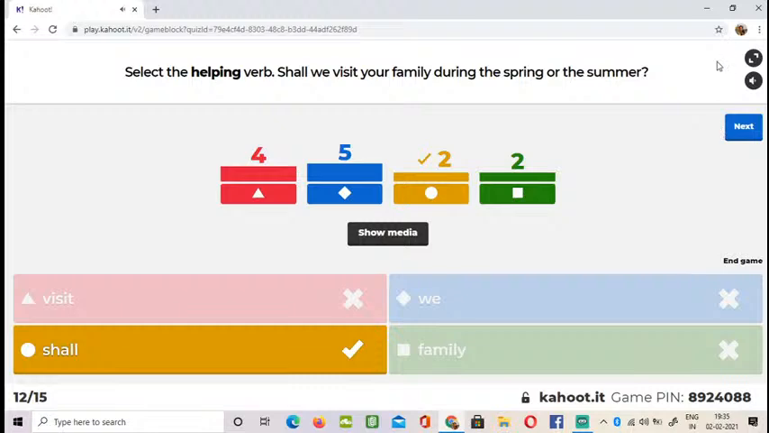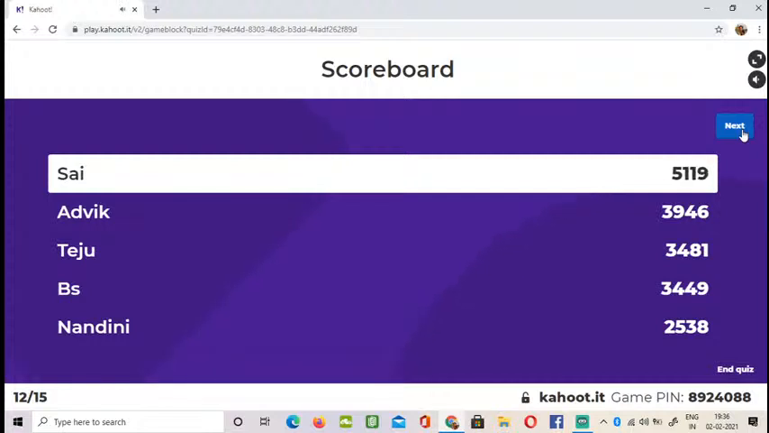Okay, I've got two correct answers and the rest of you are wrong. No problem. Let me tell you. A helping verb usually comes before a main verb. Here the main verb is visit. The main verb is visit, and the helping verb helps the main verb to show action. Here shall is helping visit, so it is a helping verb. Shall is the helping verb here. So I hope you got it.